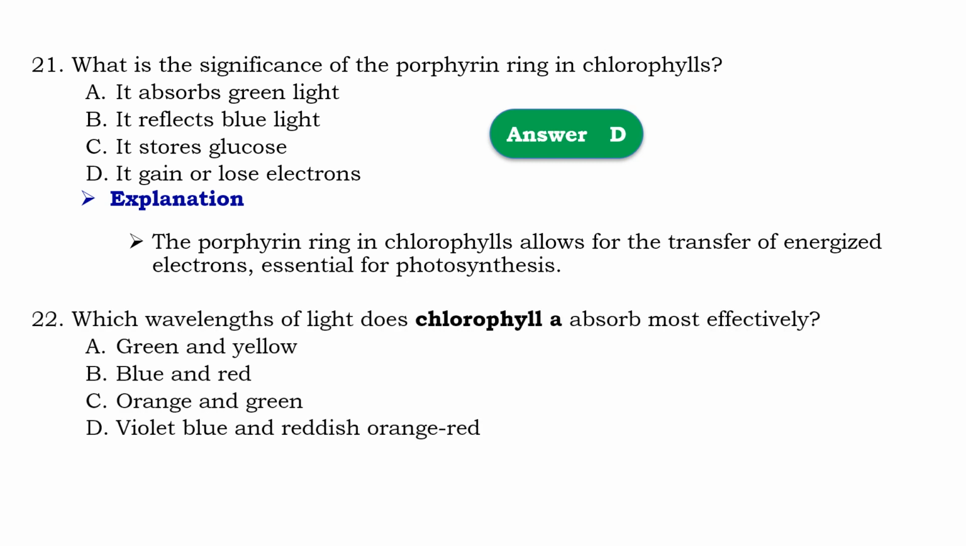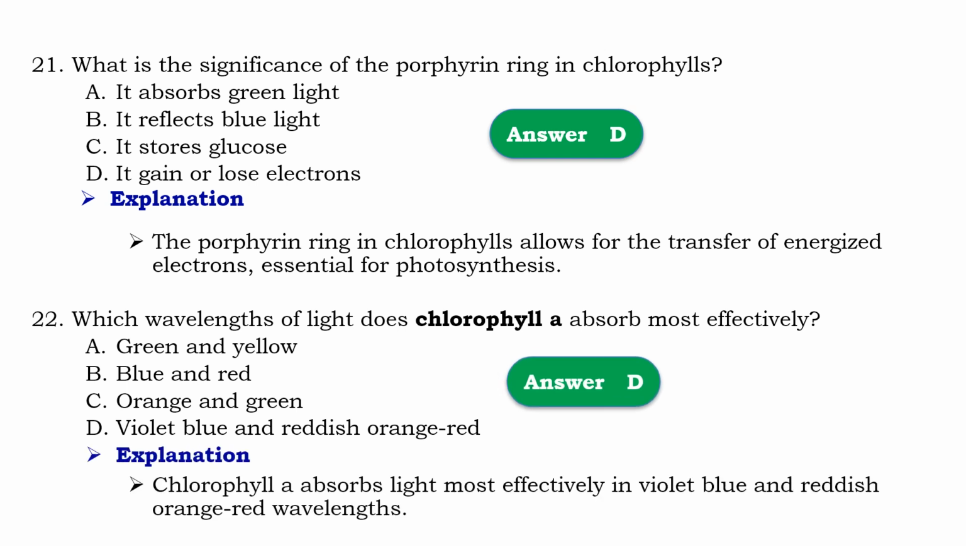Question number 22: which wavelengths of light does chlorophyll A absorb most effectively? Mostly, so that should be D, violet blue and reddish orange red. Chlorophyll A absorbs light most effectively in violet blue and reddish orange red wavelengths.